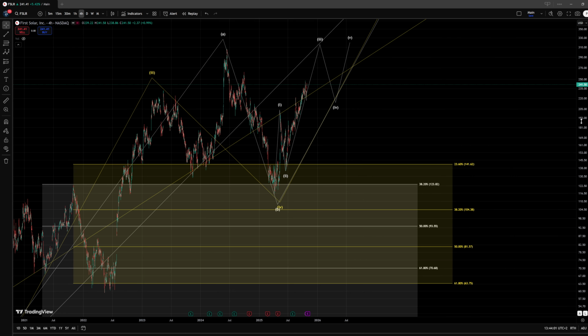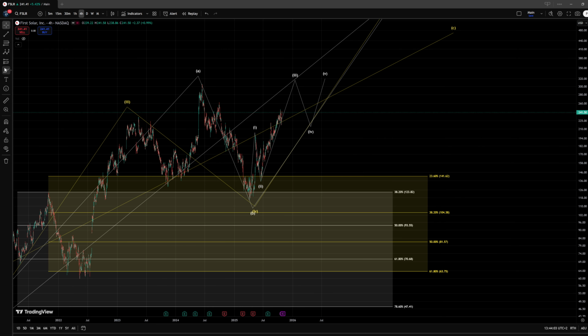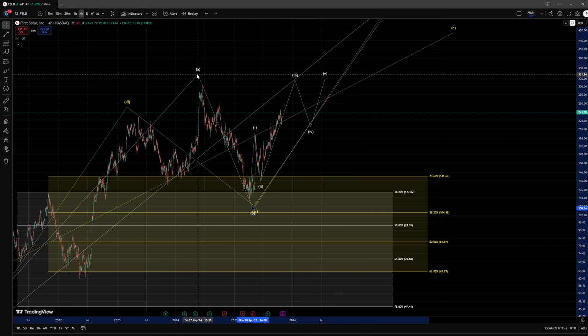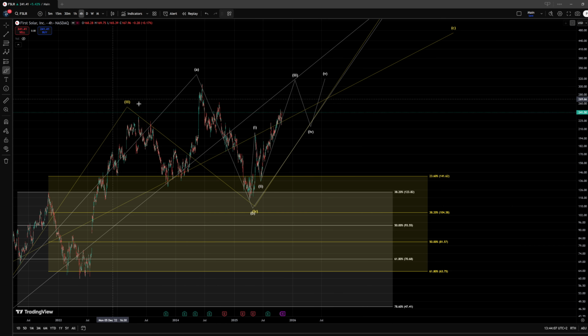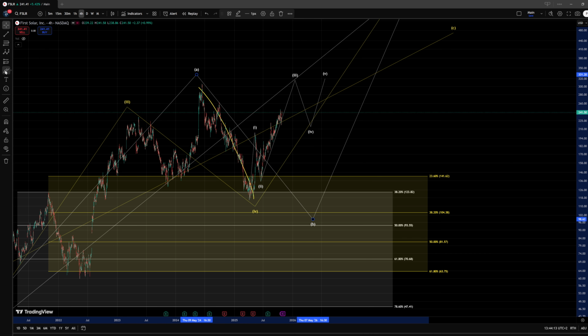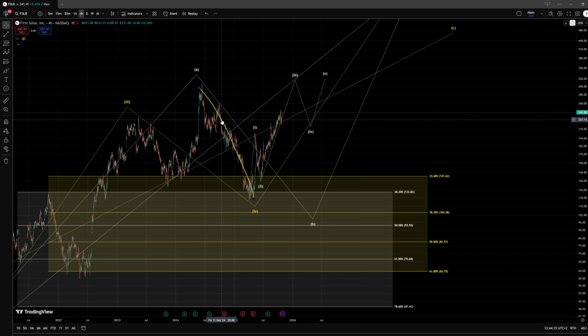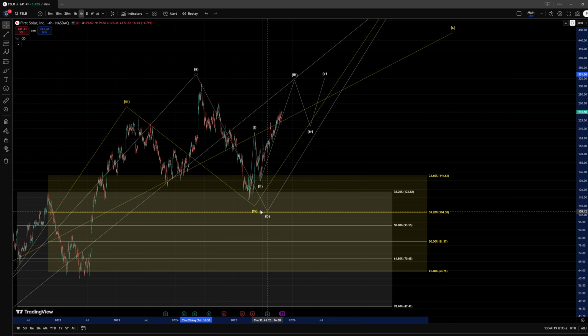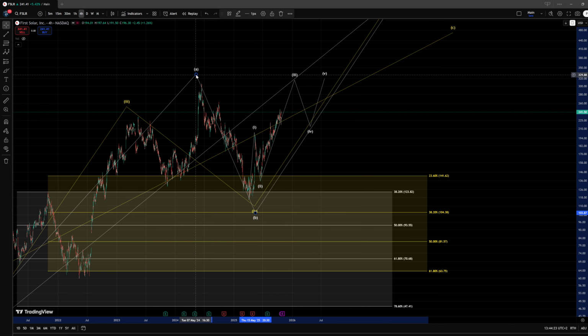With that said, I would like to track a possible continuation of this correction to the downside, especially in the case of the white scenario, where I would consider that we might only have an A wave down yet of the larger wave B structure, and we could still be looking for this correction to continue. Now, unfortunately, in the case of the white scenario, it is a wave B correction, and those are highly complex and they could unfold in very many different ways.